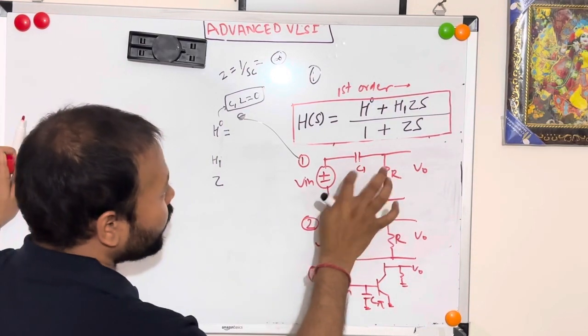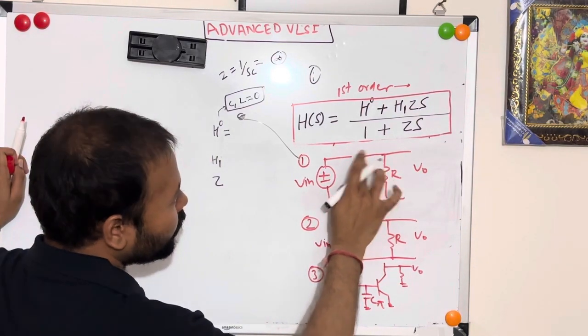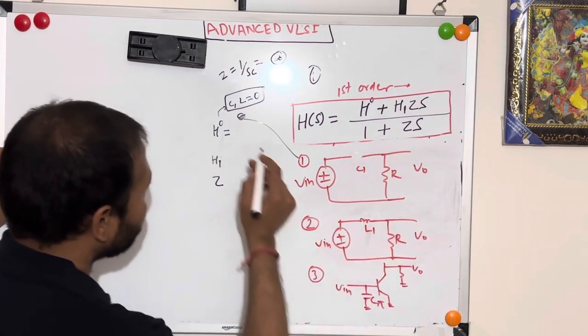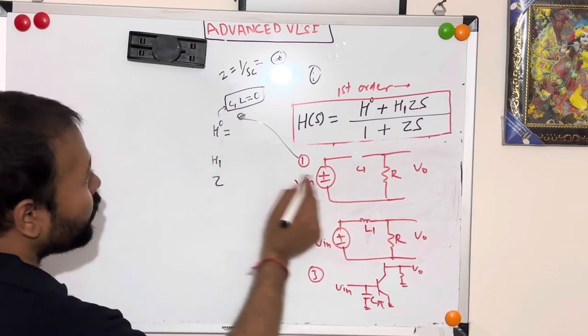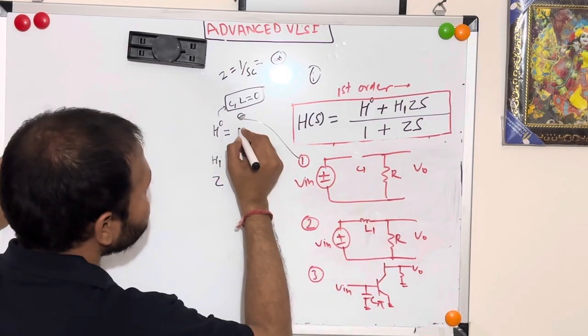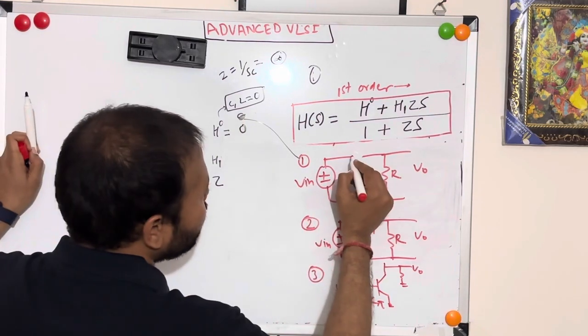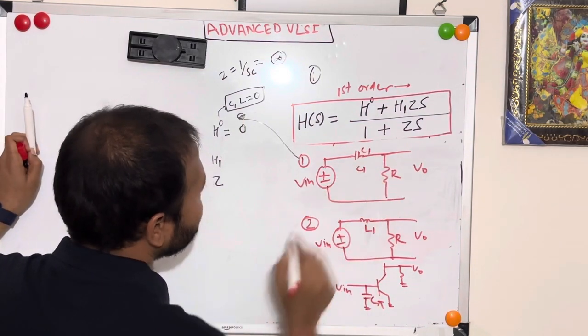Because no current will flow from here to here, if I put this as 0, no current is going from input to output, then V out is equal to 0. So V out by V in is 0. H naught is 0. I got the one value. Okay. Again, this is a capacitor.